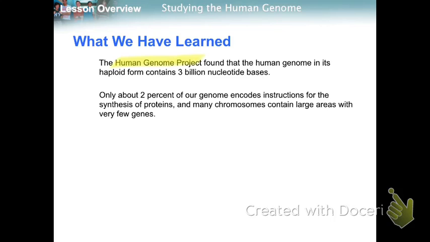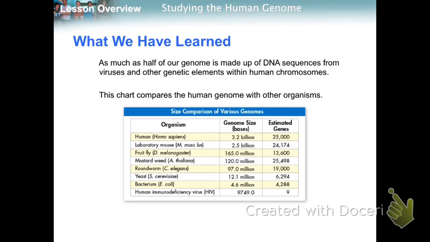The Human Genome Project confirmed that there are 3 billion nucleotide bases. This is interesting. Only about 2% of our genome encodes instructions for the synthesis of proteins, and many chromosomes contain large areas with very few genes. Seems kind of inefficient. As much as half our genome is made up of DNA from viruses and other genetic elements within human chromosomes.